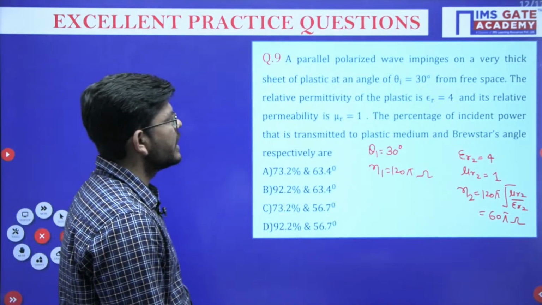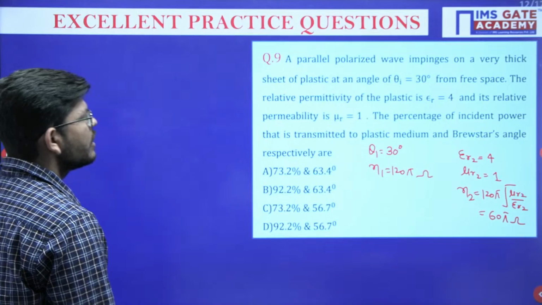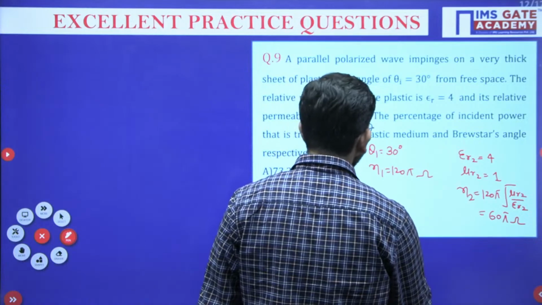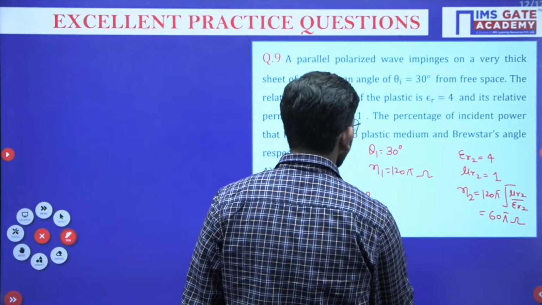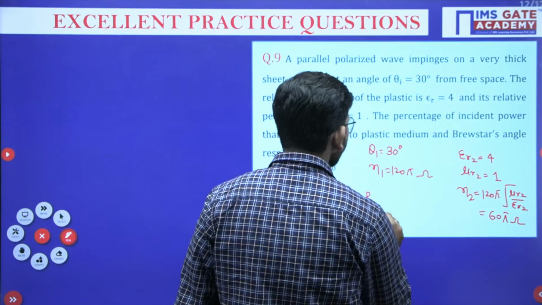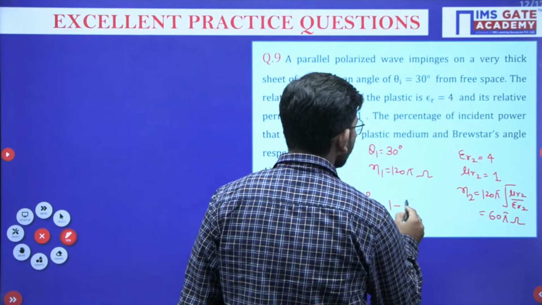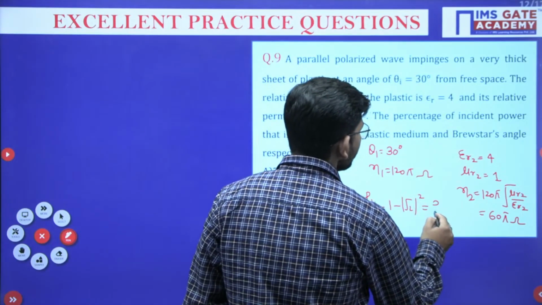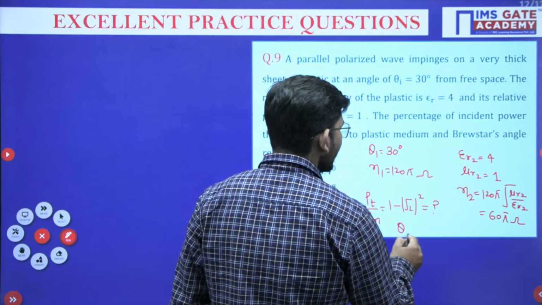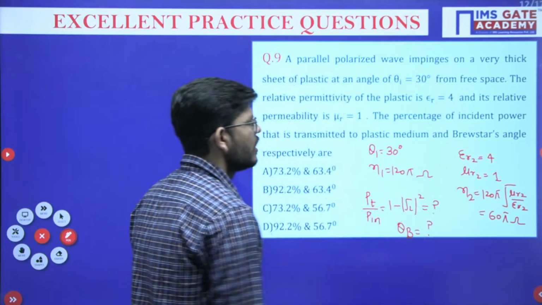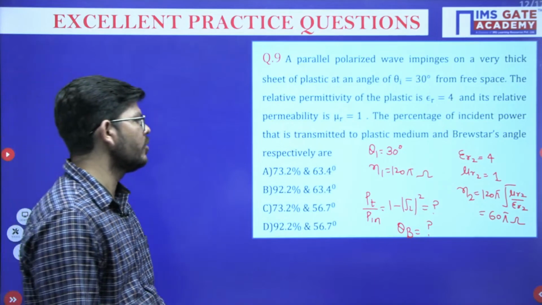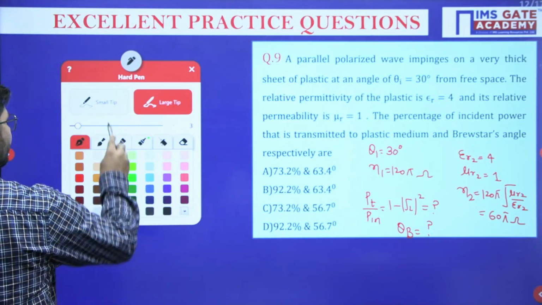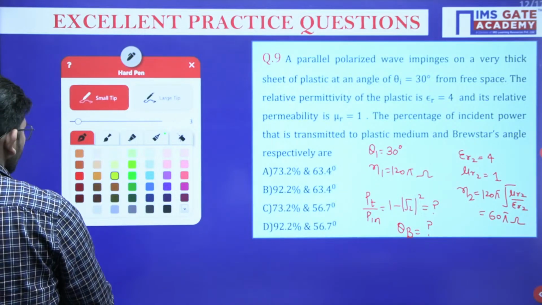We have to find the percentage of incident power that is transmitted to the plastic medium, and the Brewster angle. Percentage of power transmitted means we have to find Pt upon P input, which is equal to 1 minus gamma L square. So this is what we have to calculate, and then we have to calculate what will be the Brewster angle, theta B. These two quantities are required to be calculated here. So what to do?